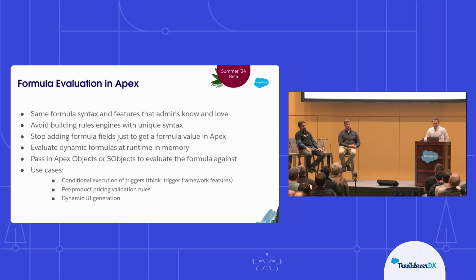We have a couple use cases that we see this being used for. You may have your own. There's conditional execution of triggers, per product pricing validation rules, and dynamic UI generation. With that, I'd like to walk through a little bit how this would look or work for both a dev and an admin in the product. Again, this is in dev preview in Spring 24, and we'll be going to beta in Summer of 24.